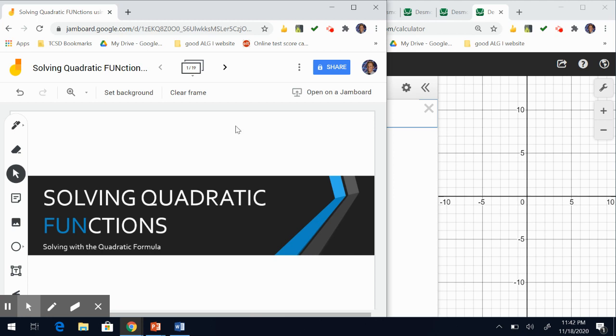It's Mr. Cockabrenner. Today, what we're going to be doing is solving quadratic functions, solving with the quadratic formula.